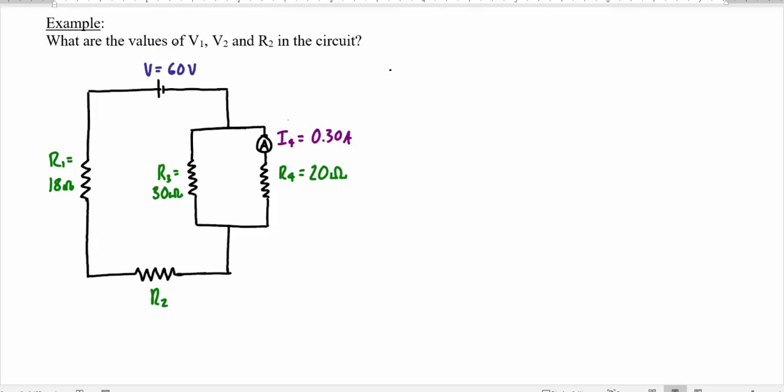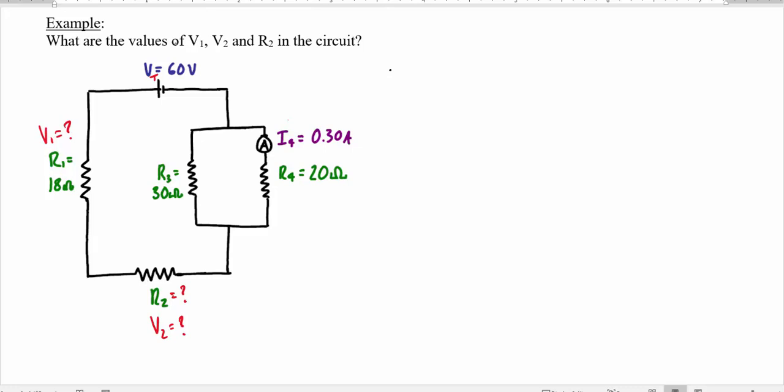So I'm looking for the voltage here. So I want to know, what is the voltage across this resistor? What is the voltage here across this resistor? And what is R2? What is the resistance of that resistor? Now, what do I know? Well, I know most of the resistances except for R2. I know the voltage of the power supply here, so I know the total voltage for the circuit. And then I only know the current right here. I only know the current through this resistor R4.